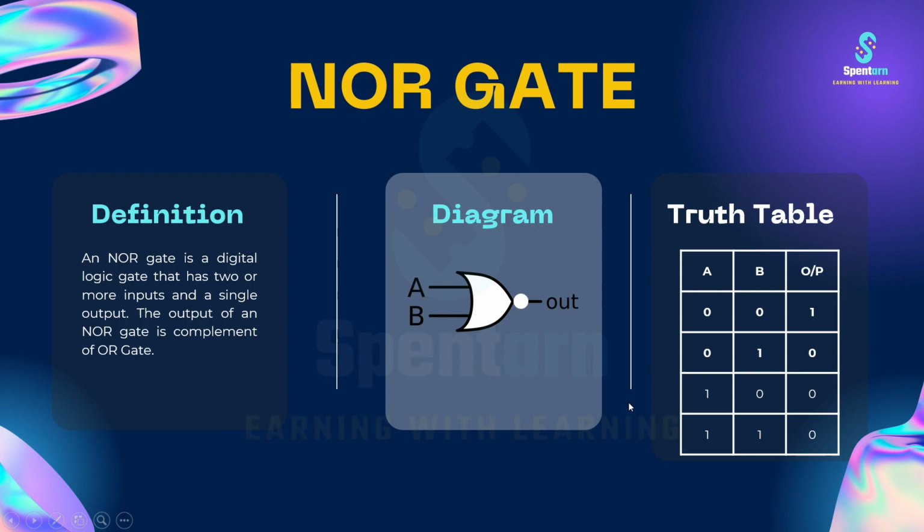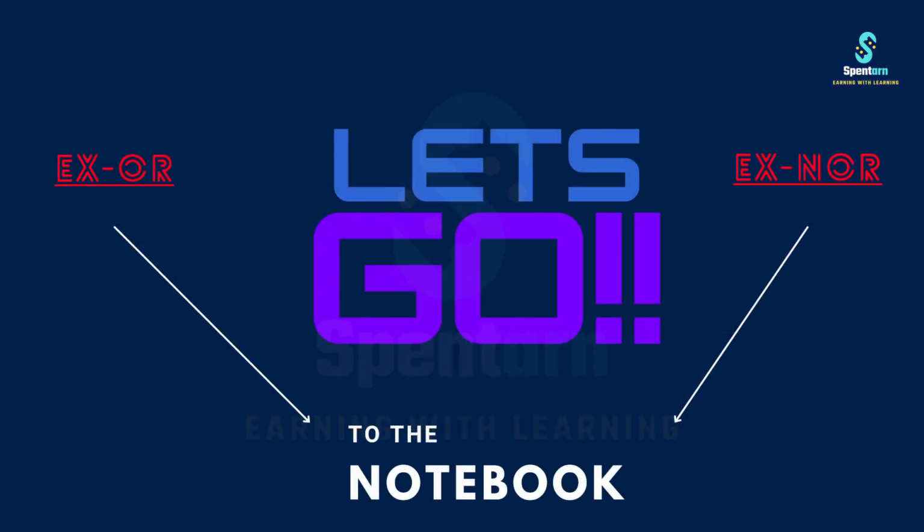Now we will move ahead with the XOR gate and XNOR gate, which are very important in digital electronics, because we will be discussing combinational circuits. There we will discuss the adder. Somehow we will use the XNOR gate properties also, right? So let's go. We will be discussing the XOR and XNOR in the notebook.